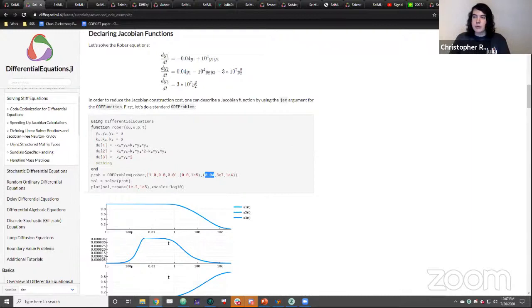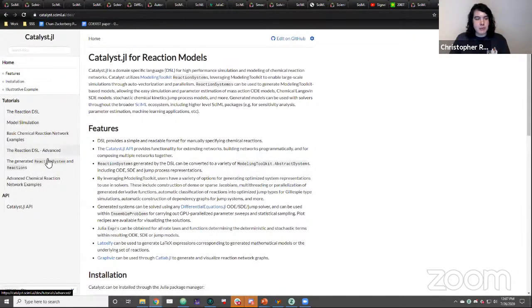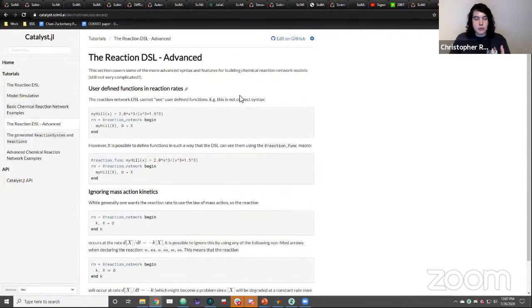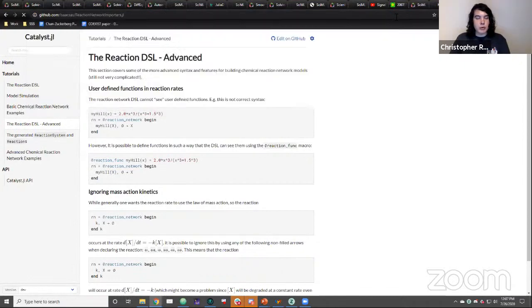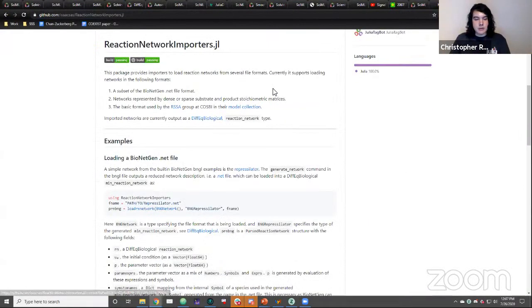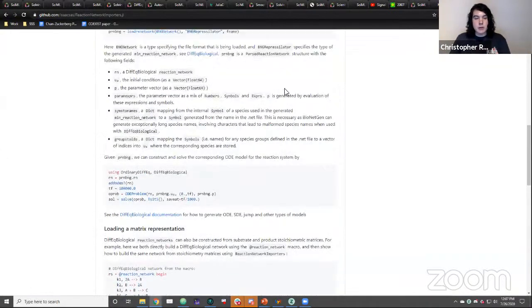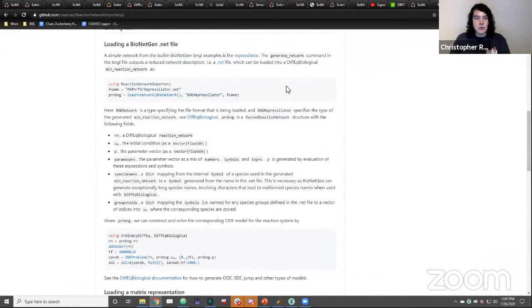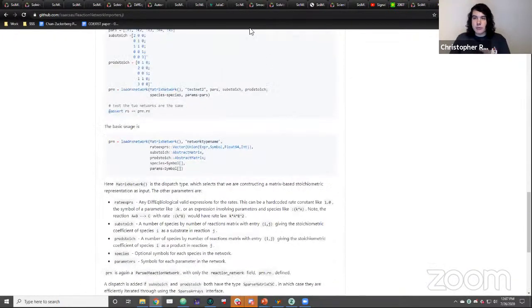We have a lot of examples in the Catalyst ecosystem. Catalyst.jl is all about how you build these large reaction networks. And these tools have ways to read in systems. You have ReactionNetworkImporters.jl that lets you read in things from BioNetGen. The way to handle SBML right now is to transform it to BioNetGen format and then read it in, but we plan to be able to handle SBML directly pretty soon.